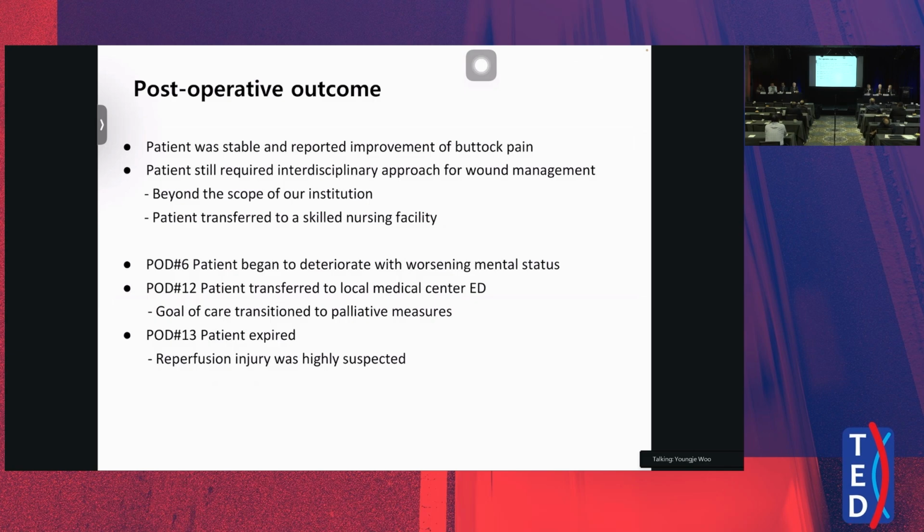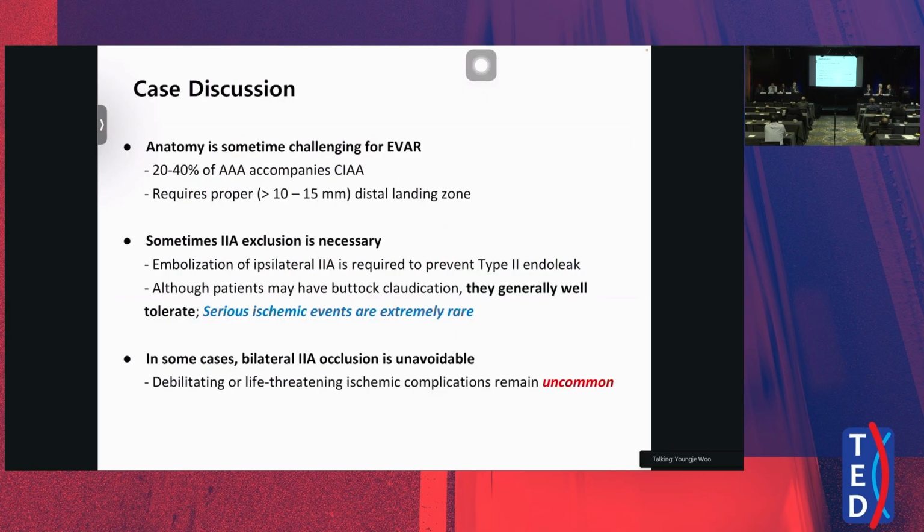And she was transferred to a SNF for continued wound management. But unfortunately, her mental status deteriorated on day 6, and by day 12, she was transferred to a local emergency department, and she was transitioned to palliative care and expired the following day. We don't know the exact cause of her death, but we assume that fatal ischemia reperfusion injury is highly suspected. So I think there's a lesson that we can learn from this case.